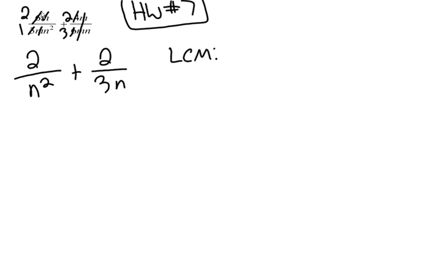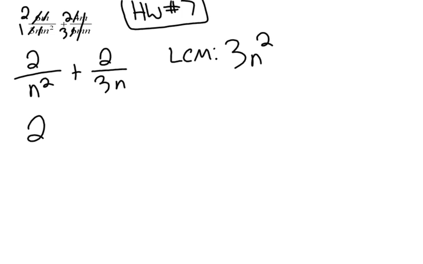Every single factor must be represented, and every variable to the highest exponent also must be represented. So if we're looking for our LCM, like I said before, each factor must be represented. We have a 3, and we have the variable n. Remember, to the highest exponent. So our LCM is 3n squared.